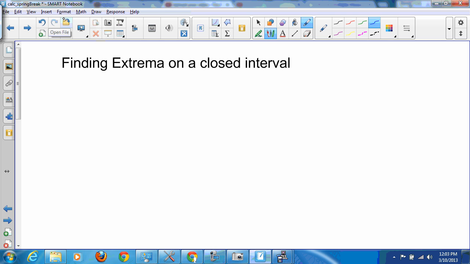Okay, so now we're going to look at an example of finding the extrema on a closed interval. First of all, a note about this. Here we're looking for relative and absolute minimums and maximums, okay? And here they're going to give us a closed interval.